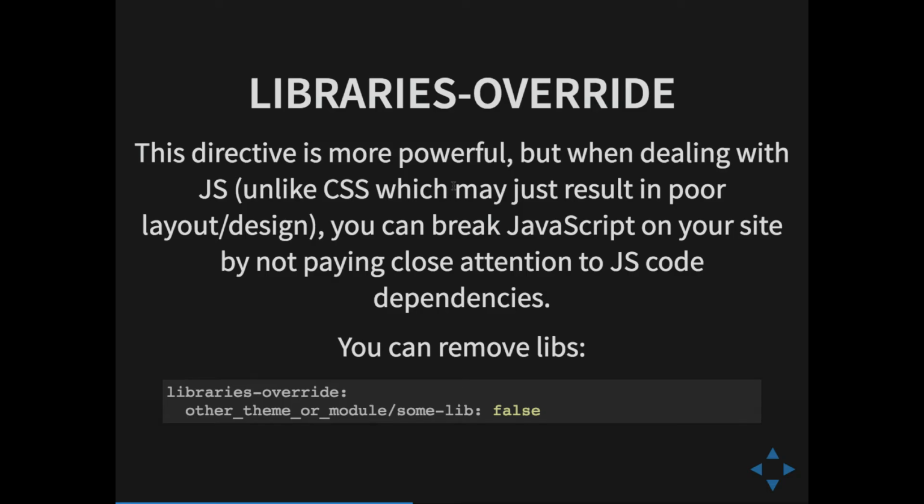Now, library overrides is more powerful and probably a little more confusing because you can basically turn off other libraries, turn off other JavaScript files, or change them in other libraries. So you can really break your site or break your JavaScript because a lot of things load because they need to, and there's dependencies. But say you just absolutely do not want that other thing loaded and it's not going to have any negative effect, you can also do this. So in this case, you would put these other theme or module's library and define it, just set it to false, and it will not load.